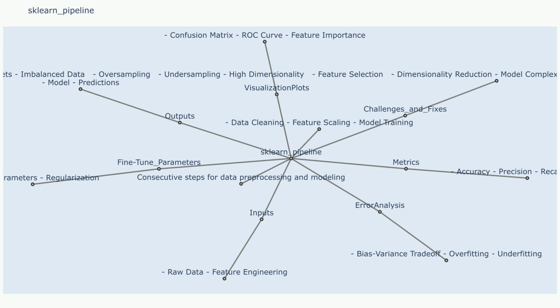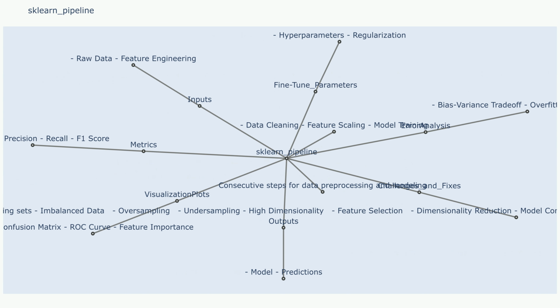sklearn pipeline. Description: a scikit-learn pipeline is a powerful tool for streamlining and automating machine learning workflows. It allows you to chain multiple data transformations and machine learning models together, effectively building a complete end-to-end solution. Pipelines ensure consistent data processing, reduce code redundancy, and simplify model management.